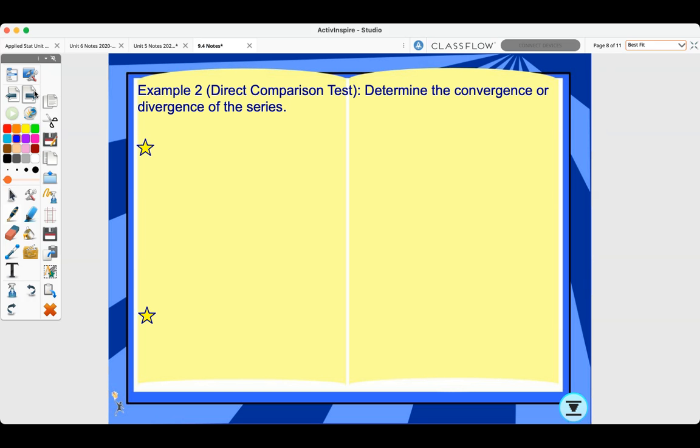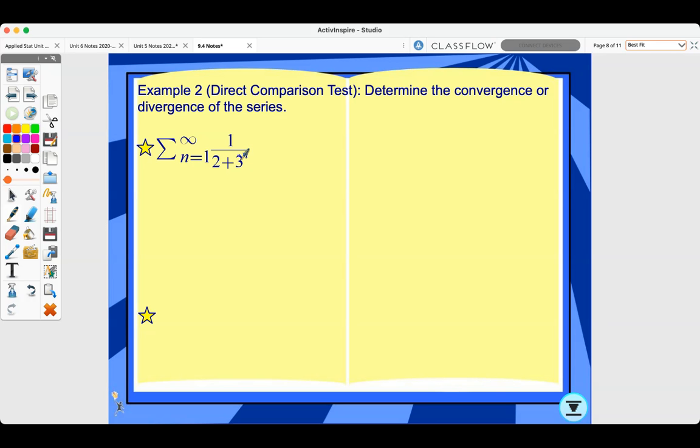So let's look at example 2 using the direct comparison test. Determine the convergence or divergence of the series. So here we have the series 1 over 2 plus 3 to the n from n equals 1 to infinity. So we need to compare this to something. What I look at here, I would compare it to 1 over 3 to the n. Okay, you need to show the comparison.